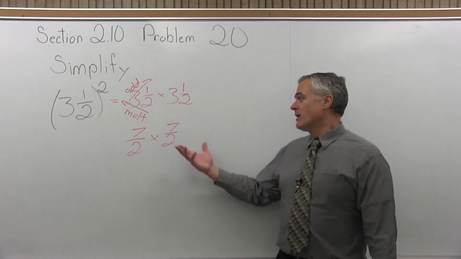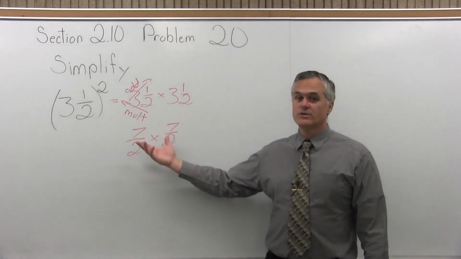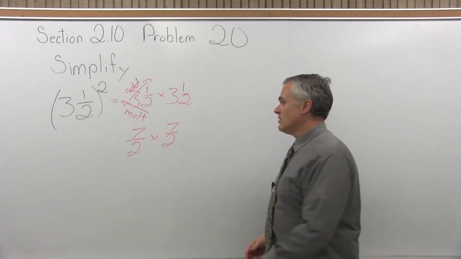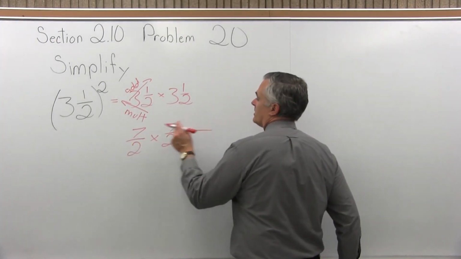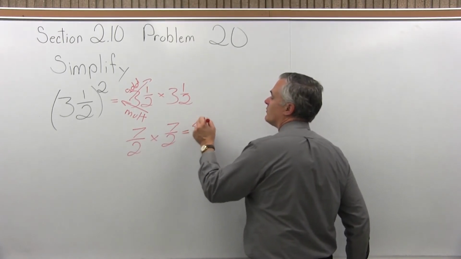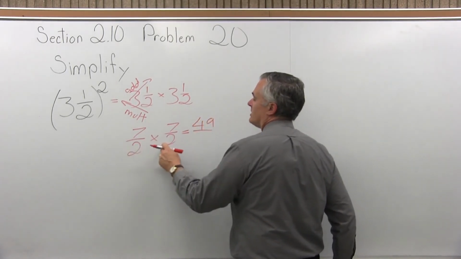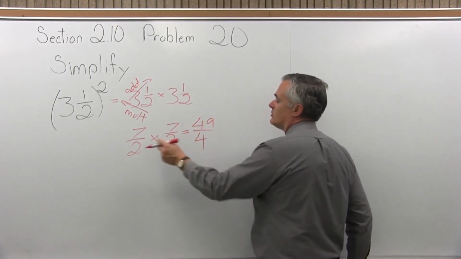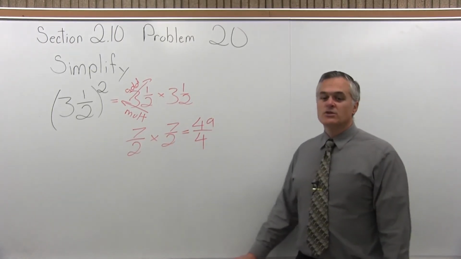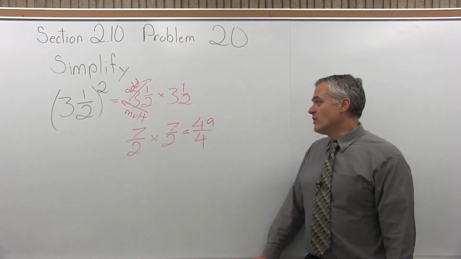Now, we can multiply. We have fractions with only numerators and denominators, no number in front. So multiply numerator times numerator, we might say top times top. 7 times 7 is 49. Then multiply denominator times denominator. 2 times 2 is 4. So the answer is 49 over 4.